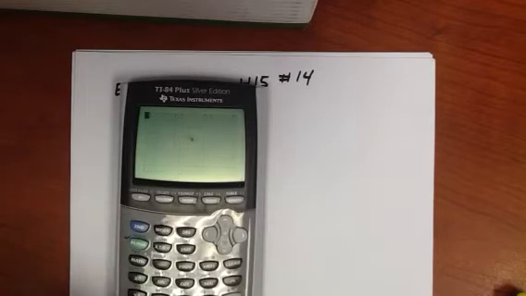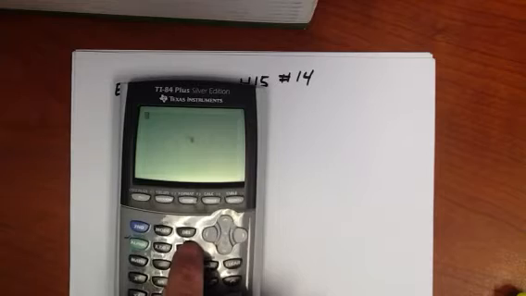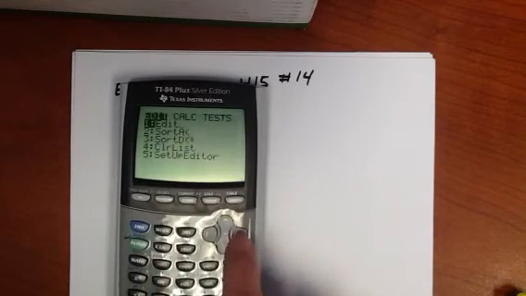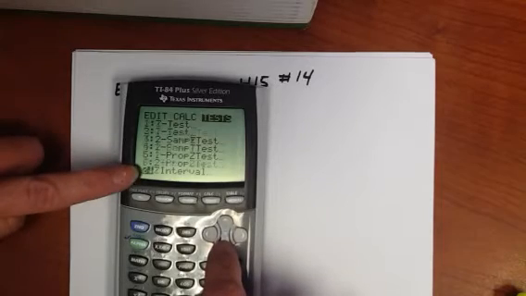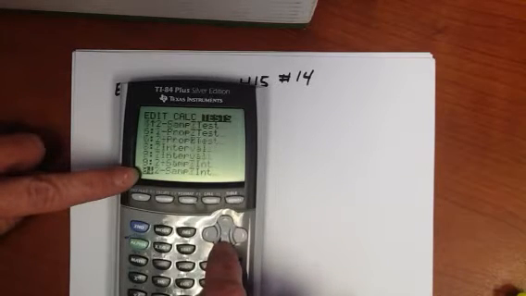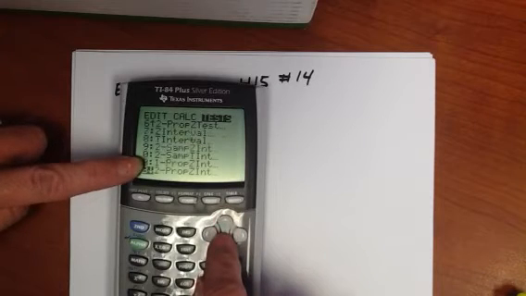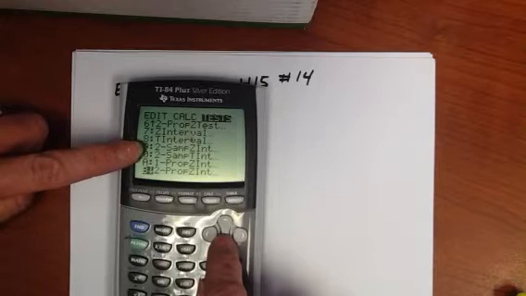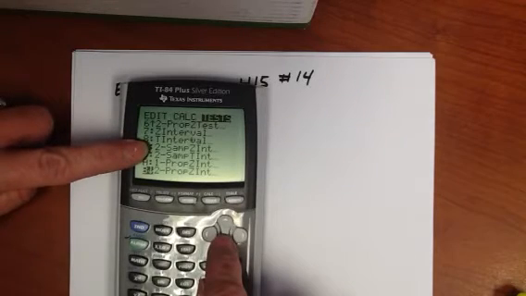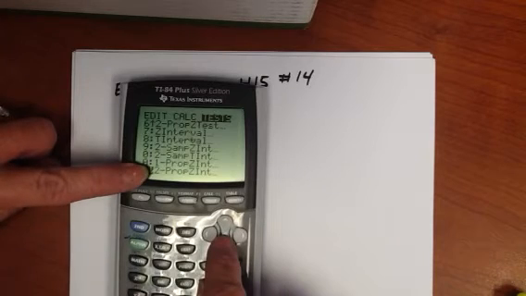We do second quit to get out of our data. So the way we do our confidence intervals, we do stat, and we go over to tests. We're going to go all the way down. We had previously used Z interval and T interval, but what we haven't used yet is the 2 sample Z interval or 2 sample T interval. We did use the 1 prop Z interval. So in section 7.4, you're going to be using 2 sample Z interval, 2 sample T interval, and 2 proportion Z interval.